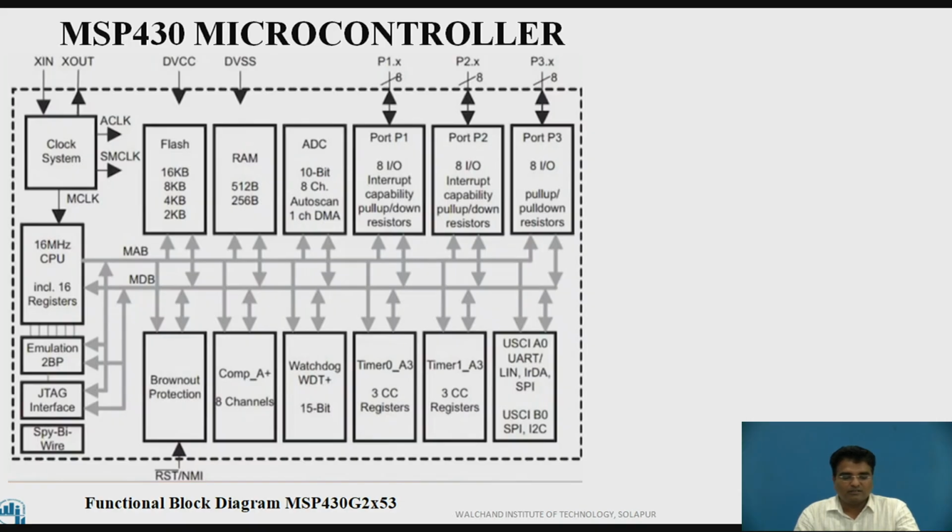Watchdog timer: it is a 15-bit watchdog, which means the maximum count before it overflows, which would be used to reset the system, is 2 raised to power 15, that is 32768. We also have brownout protection, which means the circuit will provide the brownout reset source. A JTAG interface is there, and we could have access to the JTAG interface through the SPI-by-wire communication. We have seen all these interconnections of the JTAG interface and SPI-by-wire in part 1.